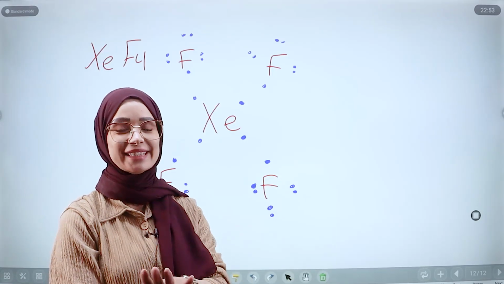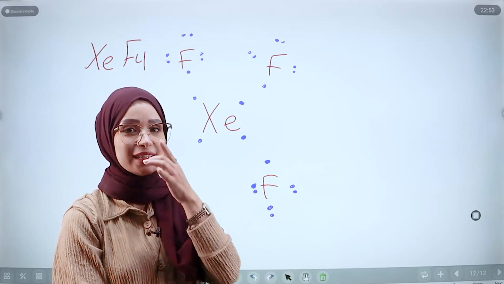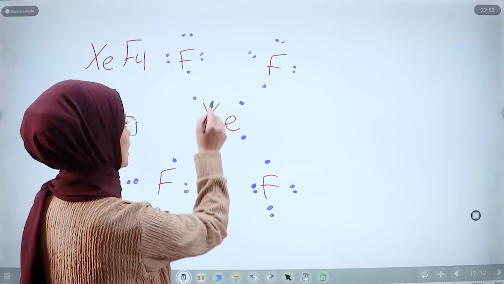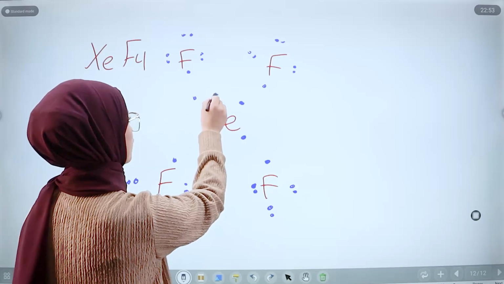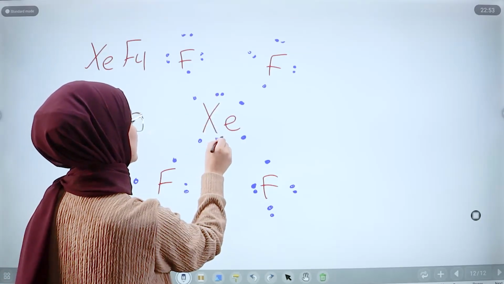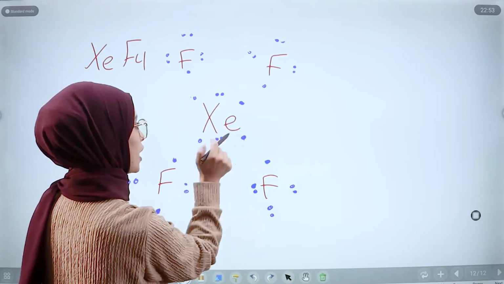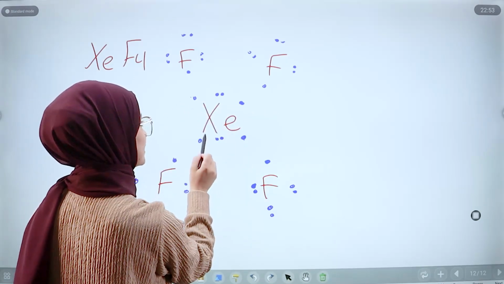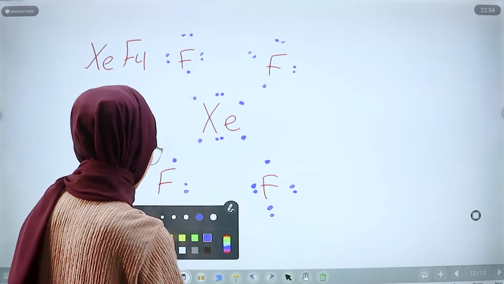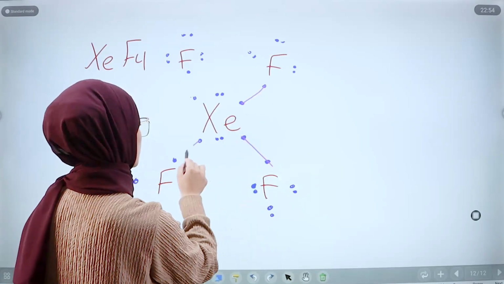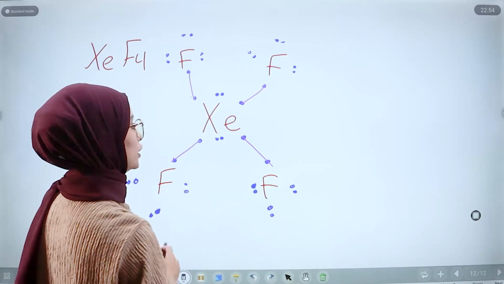Don't get shocked, please. Yes. Xenon has 8 electrons in the last orbital. I will draw the first one individually, and then I will say 1, 2, 3, 4, 5, 6, 7, and 8. Again, 1, 2, 3, 4 individually, and 5, 6, 7, and 8. Yes. Please believe me. And then each unpaired electron will bind with the other electron.